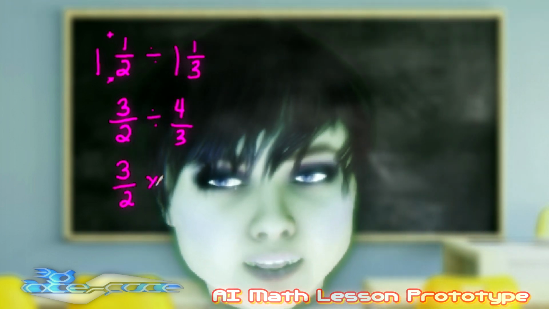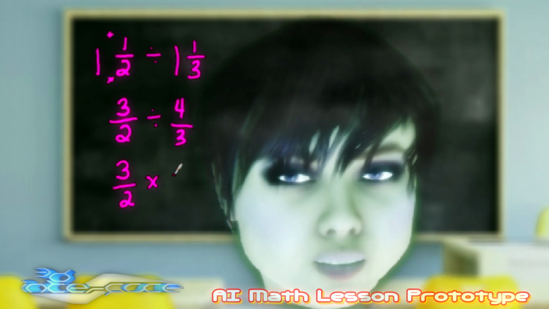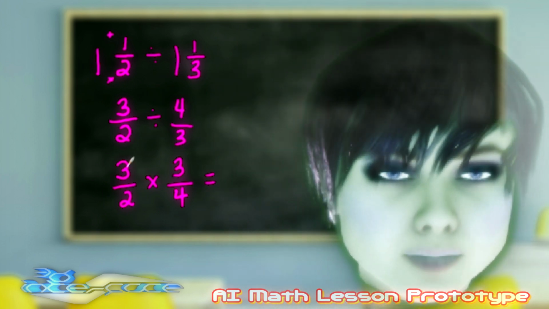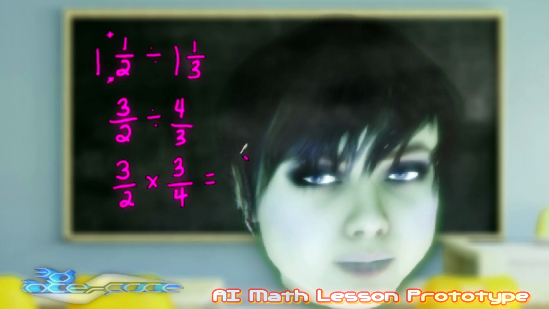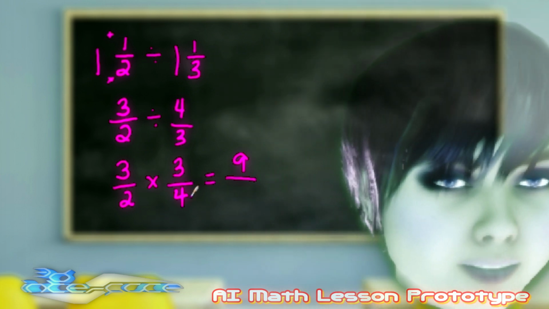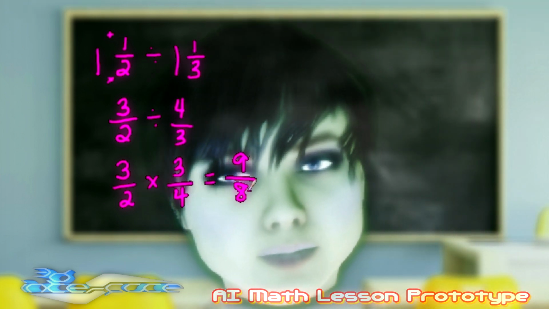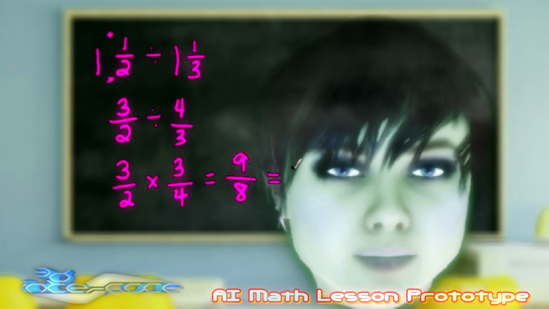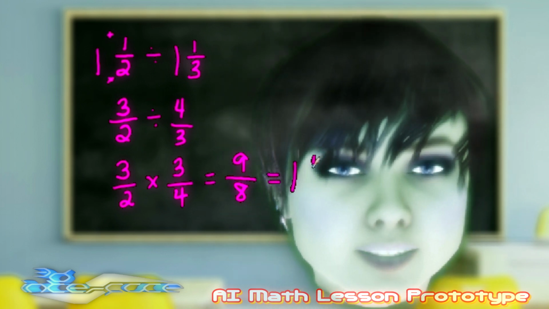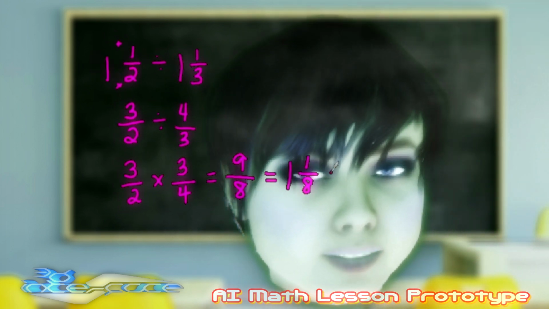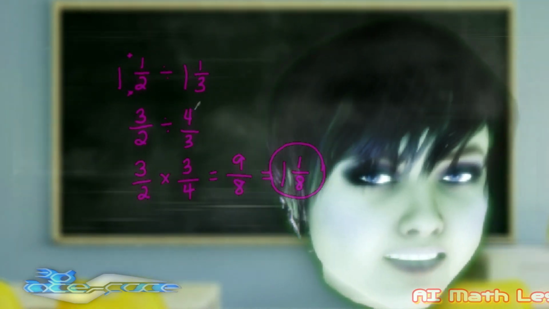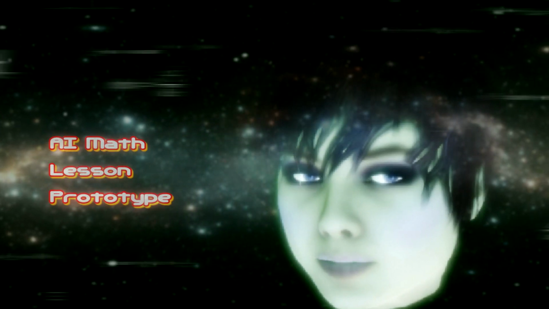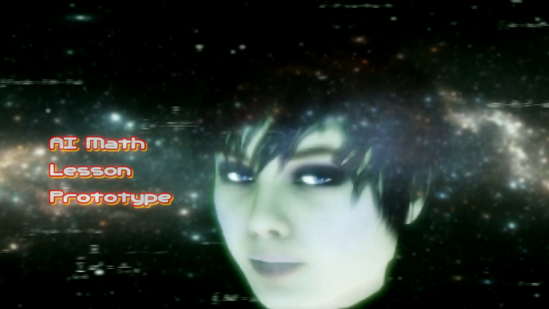The first number stays the same, so 3/2. Change division to multiplication, and then multiply by the reciprocal, which would be 3/4, equals, multiply the numerators. 3 times 3 is 9. Multiply the denominators. 2 times 4 is 8. Gives me 9/8. 9/8 is not simplified, so 8 goes into 9 one time, and leaves me 1 left over, the original denominator. So 1 1/2 divided by 1 1/3 is 1 1/8.